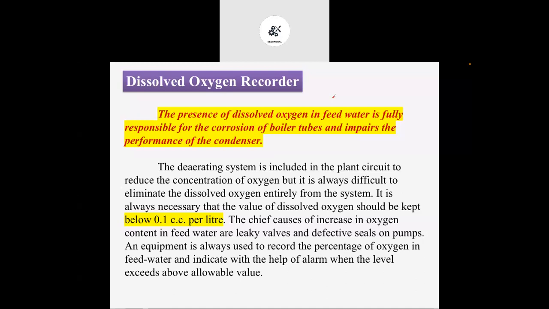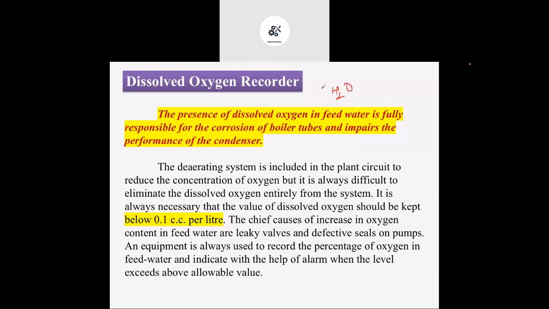So the dissolved oxygen available inside the water or the feed water is mainly responsible for the corrosion of different boiler tubes, the condenser tubes, or the turbine, etc. Because of corrosion, the life of the power plant reduces, maintenance increases, and that affects the profits from the power plant. So we have to measure the amount of dissolved oxygen present inside the water.